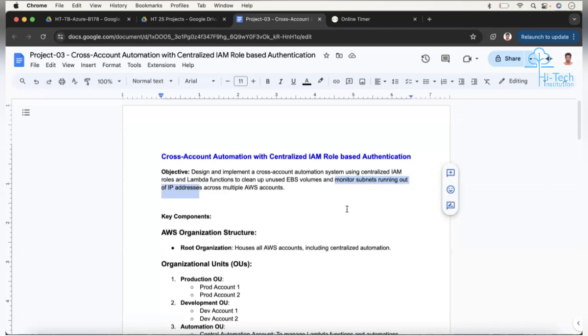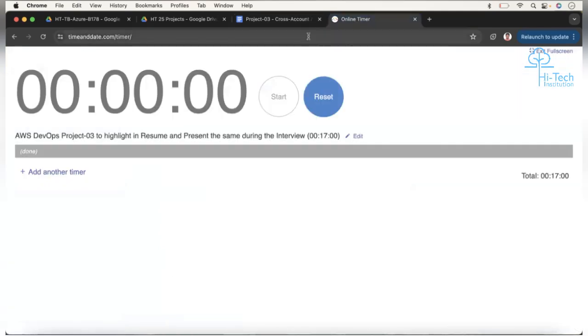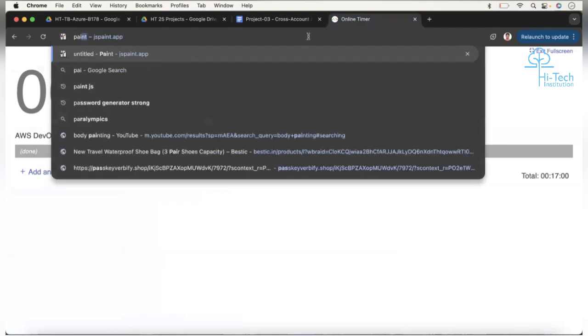And moreover, for doing this, we are not going to log into each and every account. In only one place, I'm going to set up some infrastructure. By setting up the infrastructure in only one place, it's going to grab the information from all 100 AWS accounts. So I'll open Paint and tell you how the architecture should be.